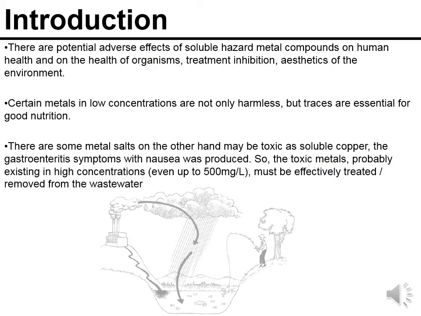But before we talk about these methods of treatment, let us know simply what types of contamination exist in wastewater that could be disposed of. Our consideration here is localized on hazardous metal compounds, where some of these metal compounds are toxic when they exist in high concentration. As an example, copper. When copper exists in a concentration up to 500 mg per liter, it is considered a toxic material.